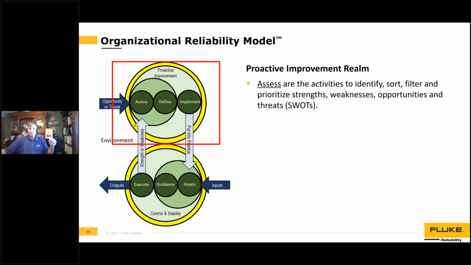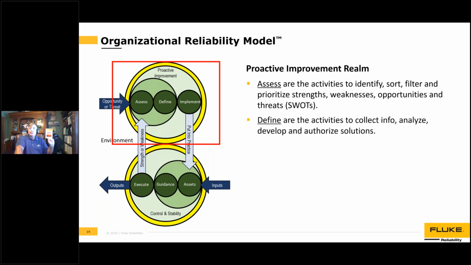Assess, the first dark green circle there on the top, are the activities to identify, sort, filter, and prioritize strengths, weaknesses, opportunities, and threats. So strengths and weaknesses are from your internal processes. How are you doing things currently? Opportunities and threats are from outside of your group, right? So if you're a maintenance manager, if there's an opportunity or threat from some other entity within your company, or an outside regulation change or a technological change, something like that, those could represent opportunities or threats.